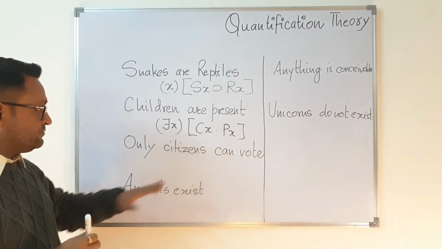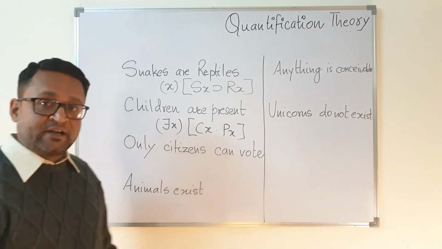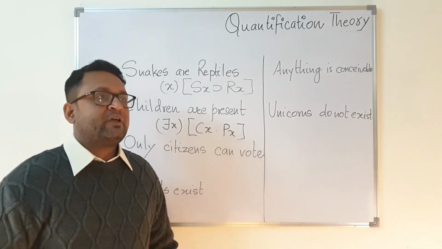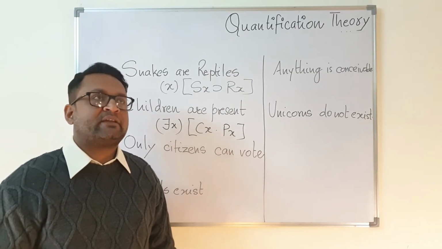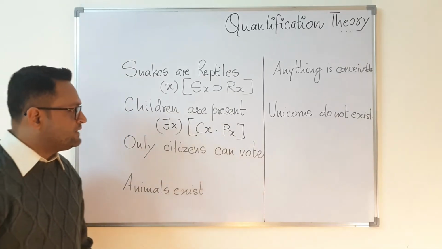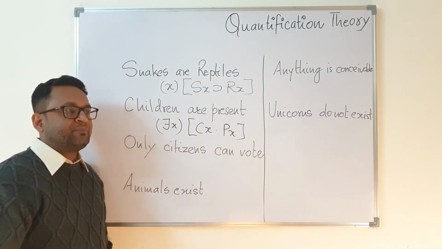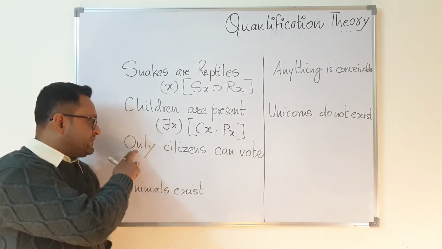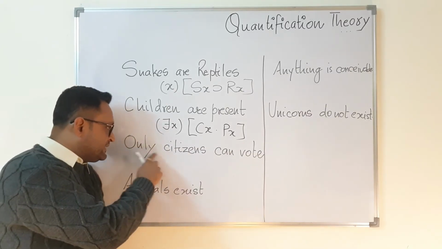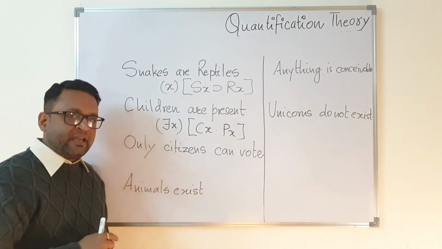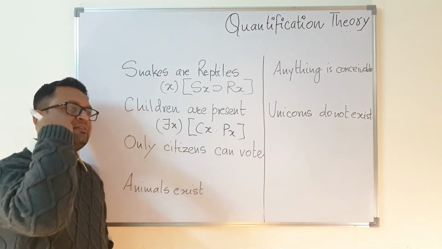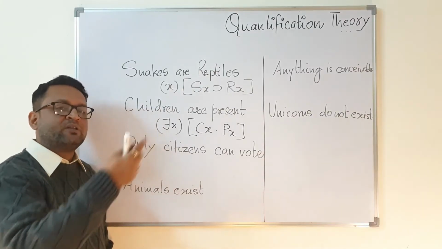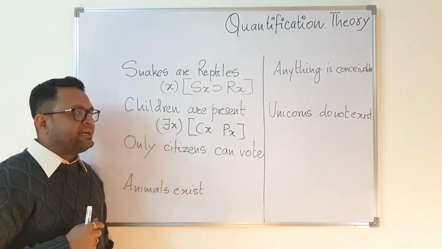Now let's come to the next one, which is a little bit tricky. When we say "only citizens can vote," whether it will be all citizens are voters or all voters are citizens, try to understand. Whenever we say only citizens can vote, this has become a necessary condition. And as you know, necessity will go on the other side of the implication. That means it will become the consequent. It never remains as the antecedent.